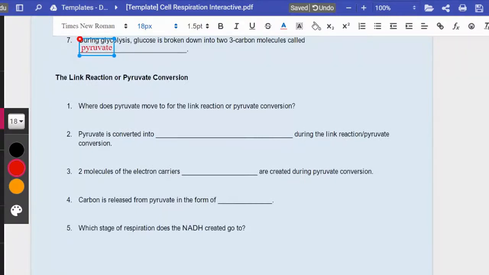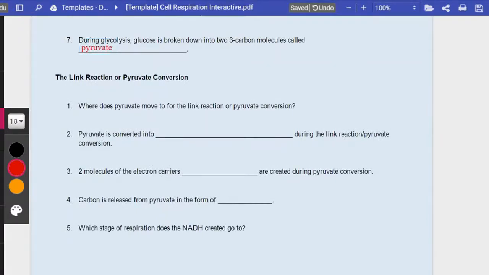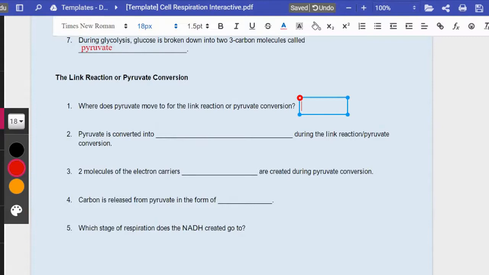Where is pyruvate going to move to for what they call in the simulation the link reaction? I call it pyruvate conversion. It's going to move into the mitochondria. That's plural. Mitochondrion would be singular.